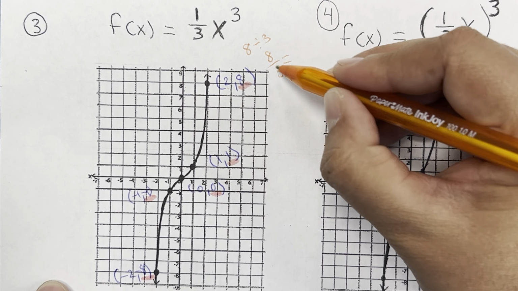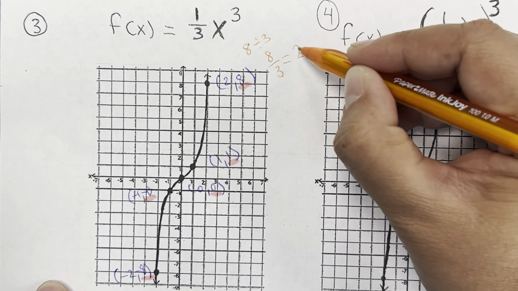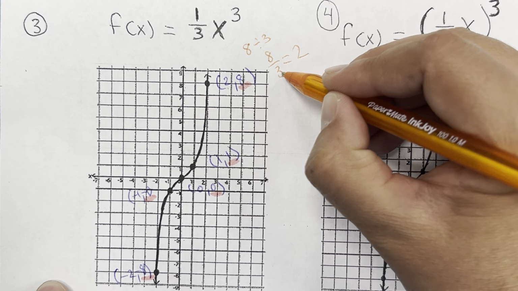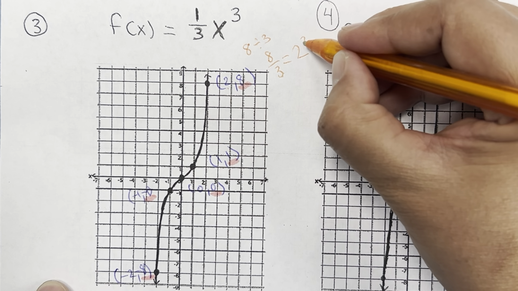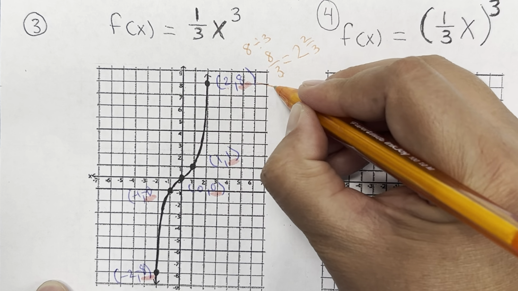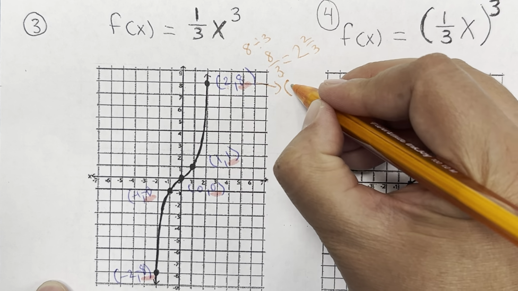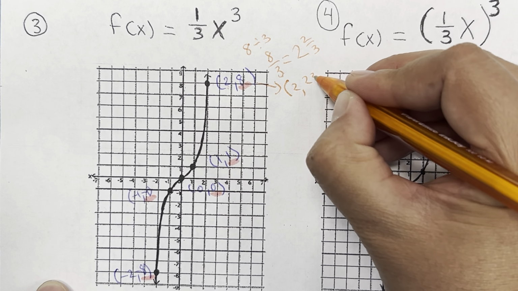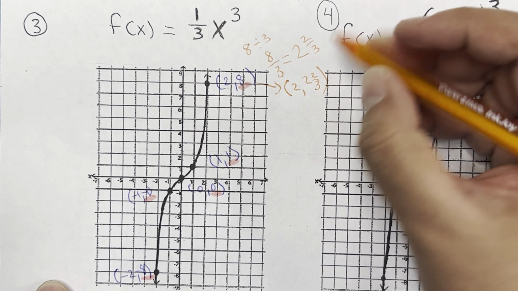How many times does the 3 go into 8? 2 times. 2 times 3 is 6. How many more to get to 8? 2 more. And the denominator stays the same. So the new coordinate is going to be 2 for x and 2 2/3 for y.